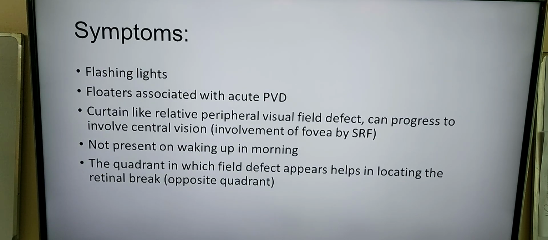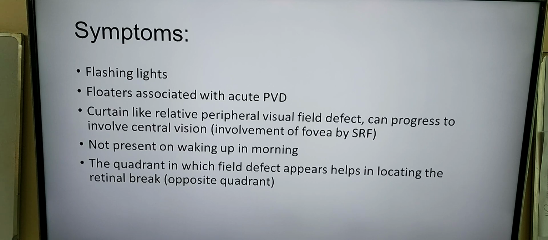Symptoms of rhegmatogenous retinal detachment will be flashing lights, floaters associated with acute PVD, and a curtain-like relative peripheral visual field defect, and it can progress to involve central vision. The involvement of central vision is most commonly because of involvement of the fovea by the subretinal fluid, and another rare cause could be the obstruction of central vision by the detached retina when it comes in front of the macula.